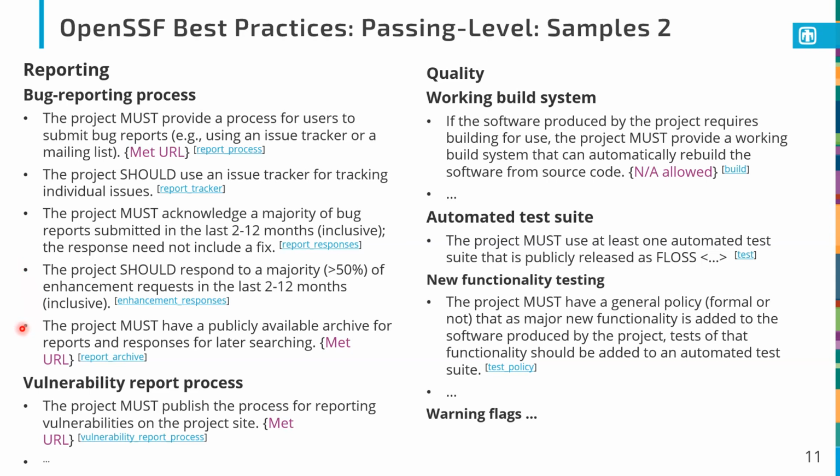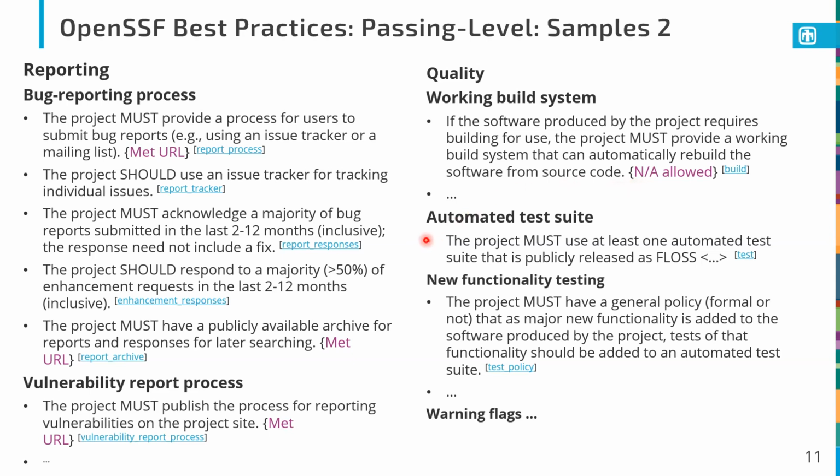Your project must provide a publicly available archive to search prior bug reports and responses. On the vulnerability reporting process, your project has to provide a secure way to report vulnerabilities in your software somehow. Over here under quality, under working build system: if your software has to be built, it's got to provide a way to automatically build it from source. You can't just type in compile commands. And this one is an example of a practice that can be marked as not applicable, because not all software has a build process. Python, for example, is just the interpreter.